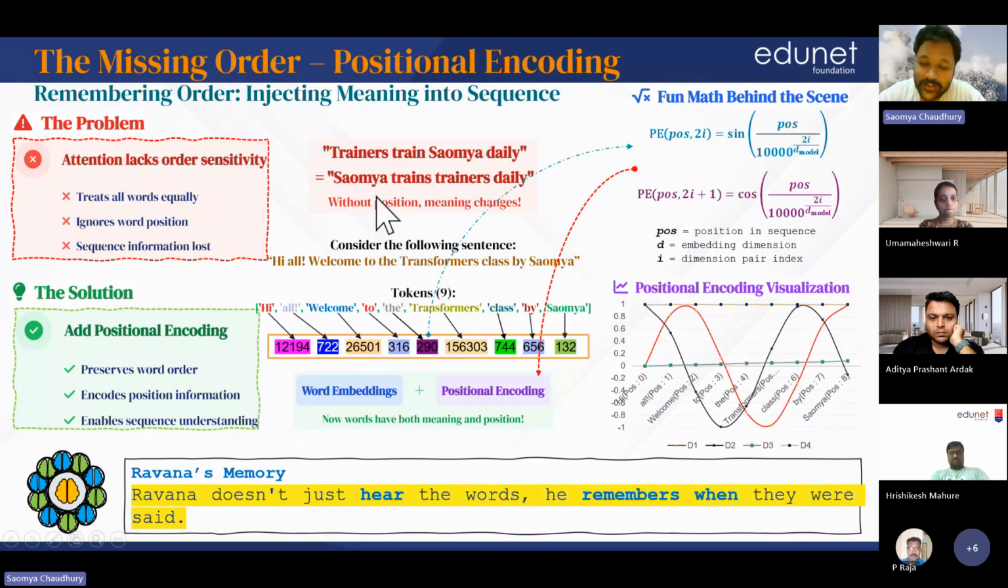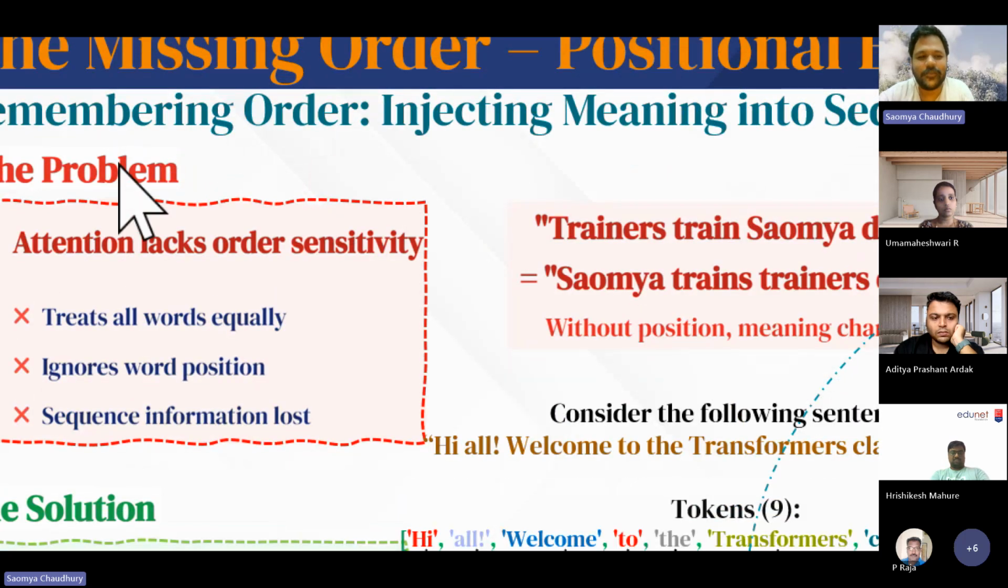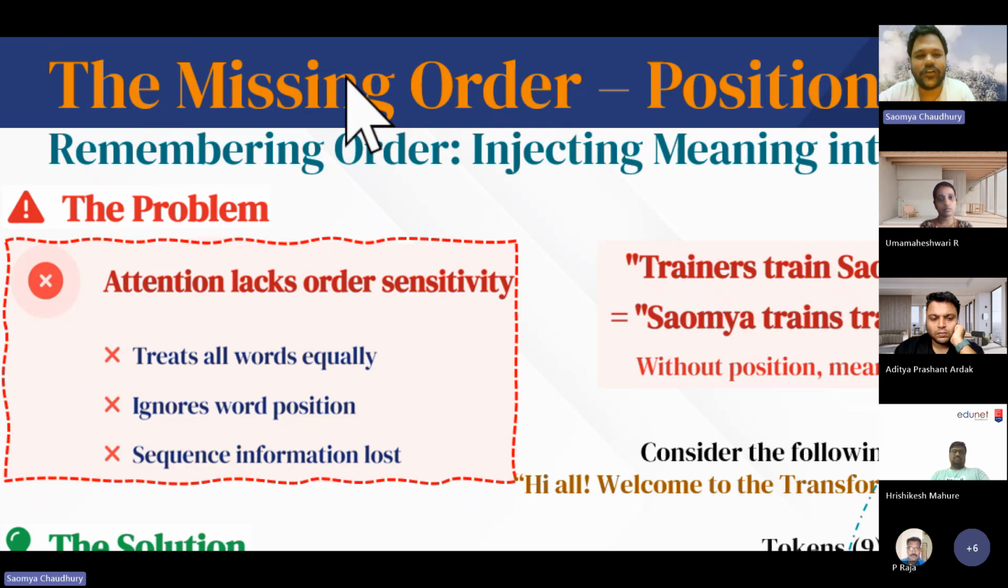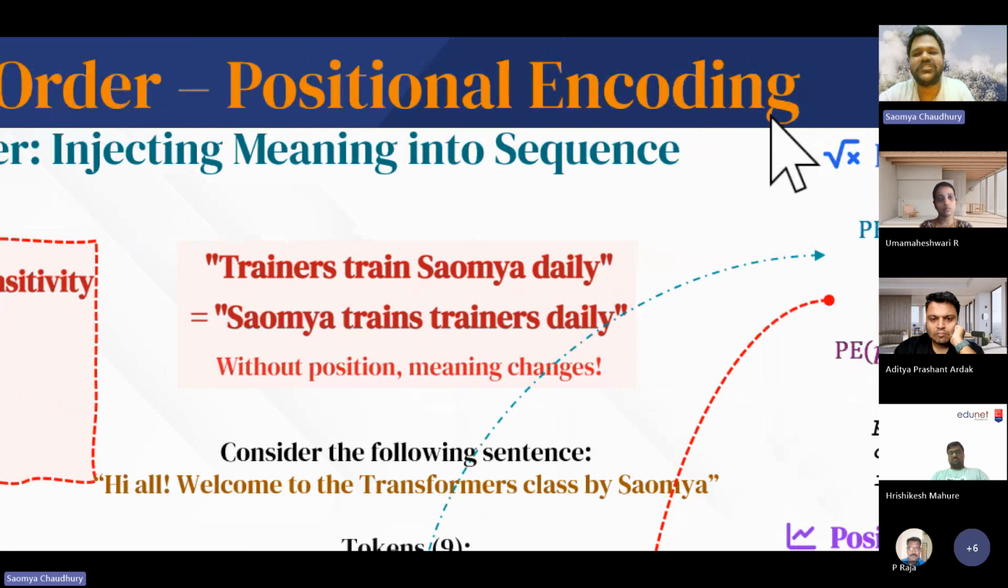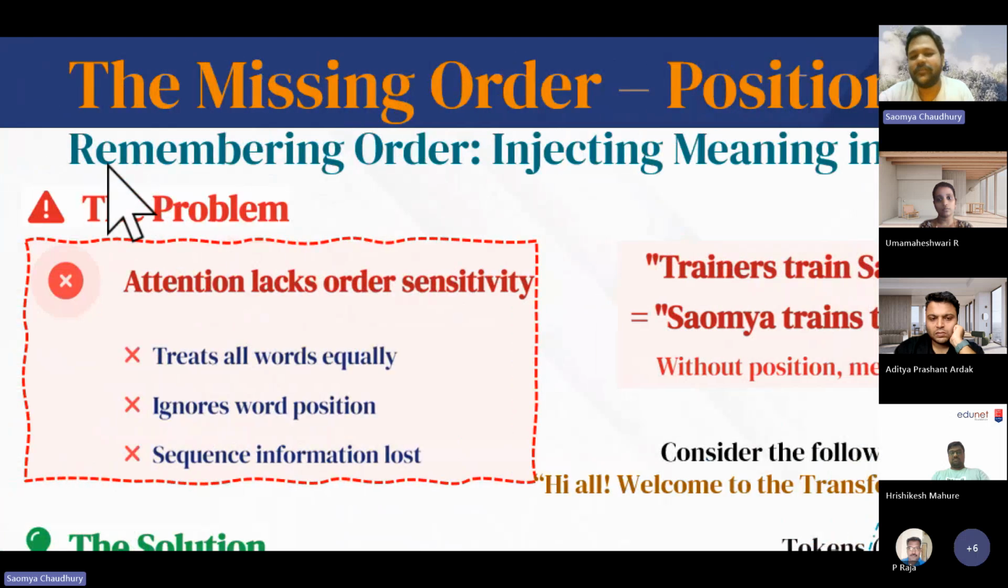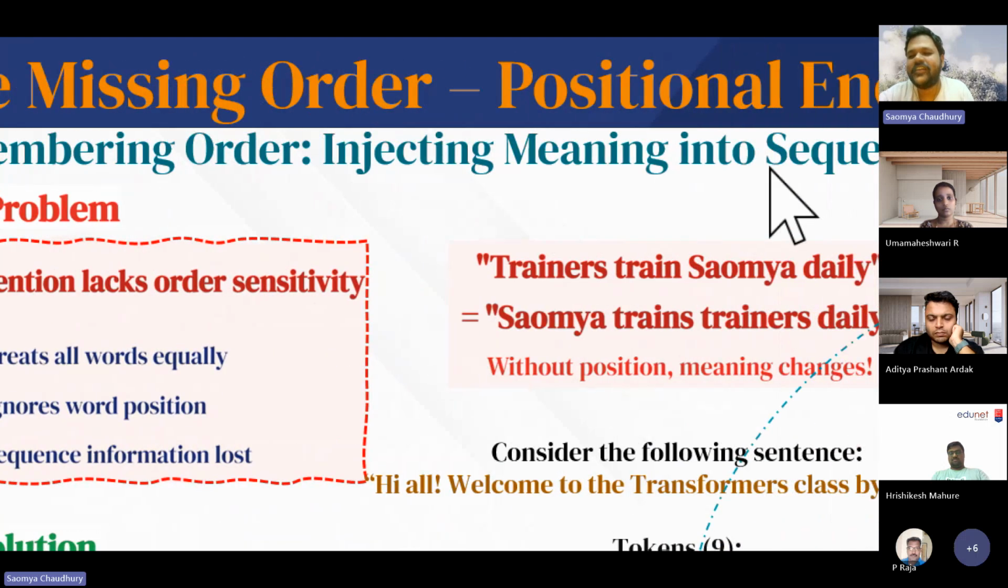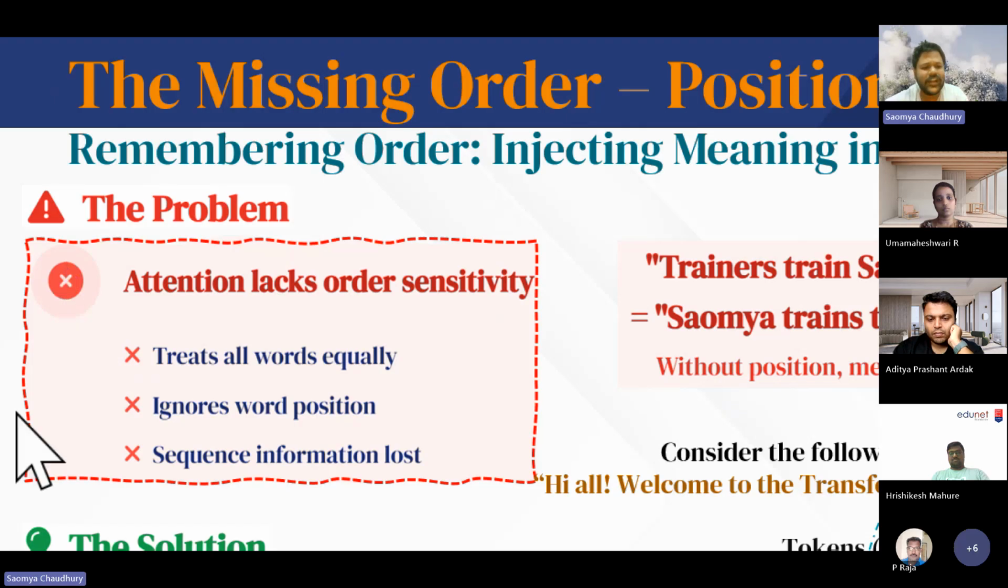So, sir, that's what makes transformers really very different. That's why the overall sense is the missing order, the positional encoding: remembering order, or injecting meaning into sequence. Now let's talk about the problem. The attention mechanism does not have order sensitivity. When we go inside attention, I'll talk more about it, but it does not have order sensitivity. You have to feed the order sensitivity first to the incoming stuff.